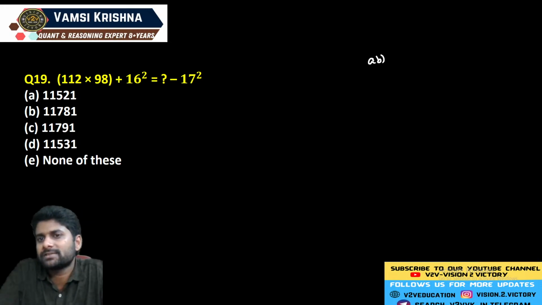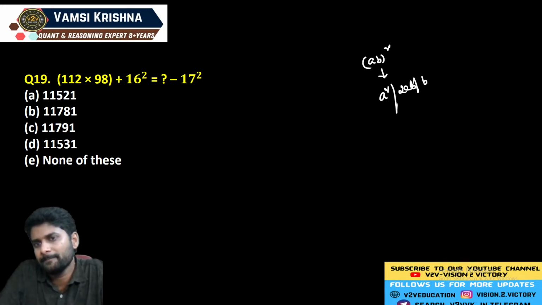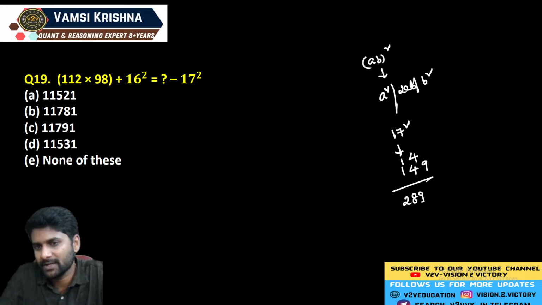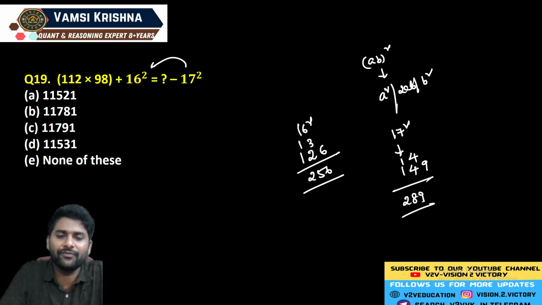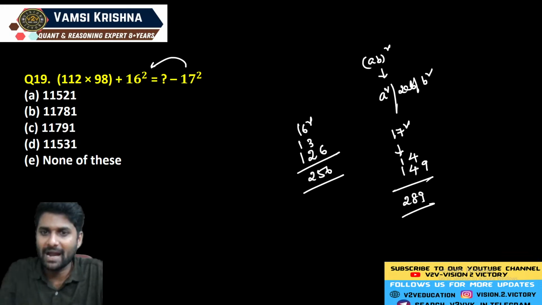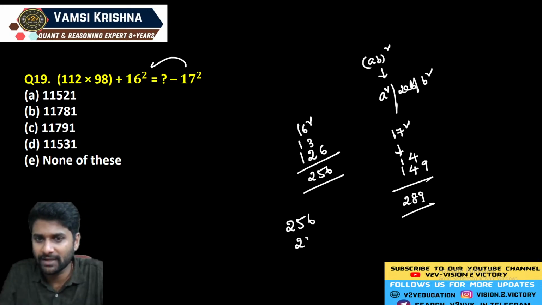Guys, I have already discussed many times that for finding any square, use a square, 2ab, b square. Let me tell you 17 square. 1 square is 1. 2ab means 2 into 1 into 7, 14. 1 carry forward. 7 square is 49. 9, 4 carry forward. So your answer is 289. Let me repeat with 16 square also. 1, 2ab, 2 into 1 into 6 is 12. 1 carry forward. 6 square is 36. 256. Hope it's clear. Now you already know that if you take minus 17 square to the other side, it becomes an addition. So 256, 289.